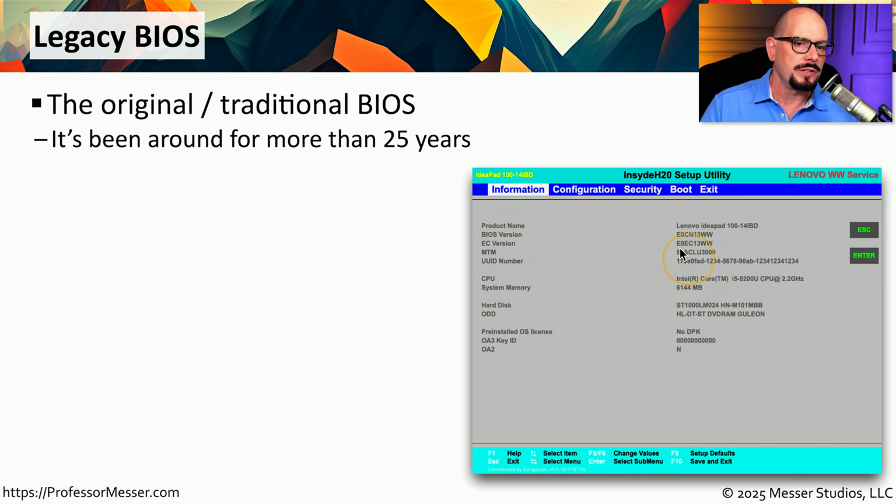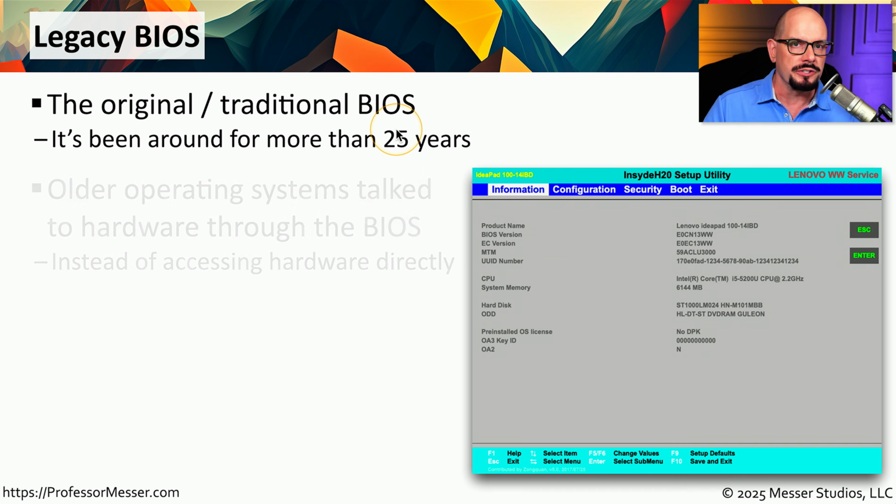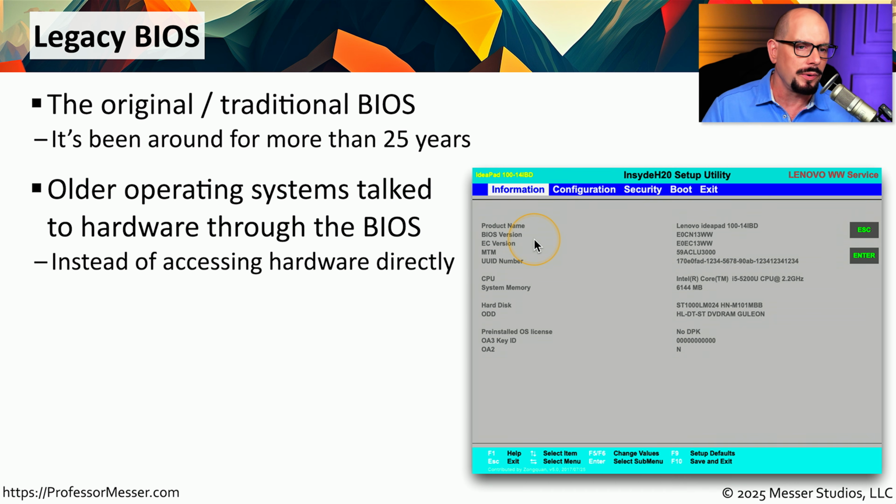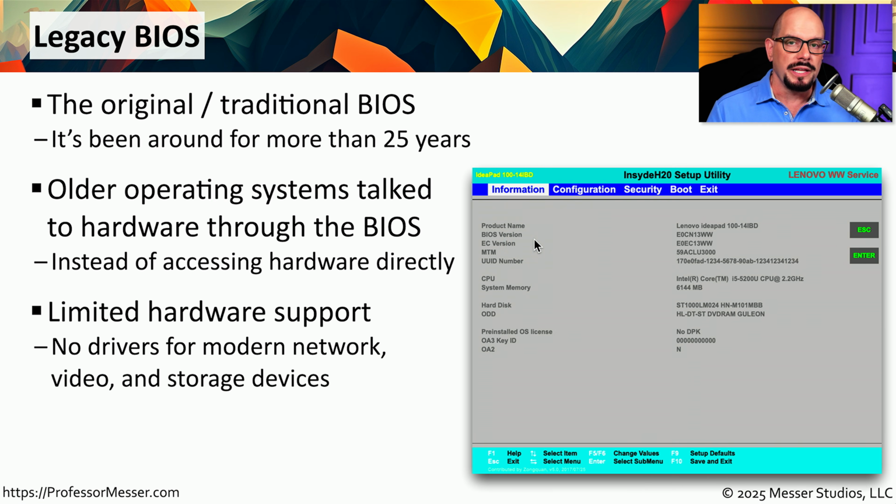On older PCs, you may find that the BIOS is a traditional or legacy BIOS. This is a BIOS type that's been around for more than 25 years. And if you are running an older operating system on an older piece of hardware, you're probably using this legacy BIOS. Unfortunately, this older legacy BIOS was designed for older legacy hardware. So if you're trying to install newer hardware in an older system, you may find that the legacy BIOS is not able to support that hardware.